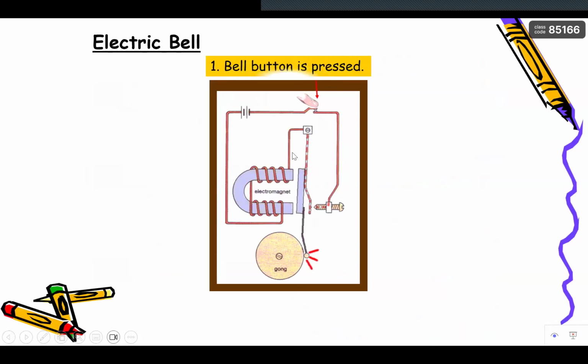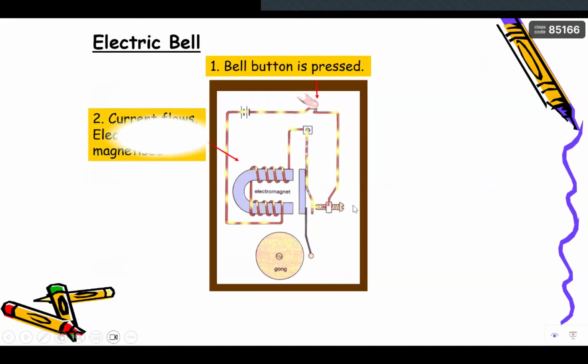Okay, so first step, when the bell button is pressed, you form a closed circuit. Current will start to flow in this circuit, these red wires as can be seen. And then when current starts to flow, the first step, you always look for where is the solenoid, because when current starts to flow, the solenoid will become an electromagnet. So current flows through this solenoid, this whole thing will become an electromagnet.